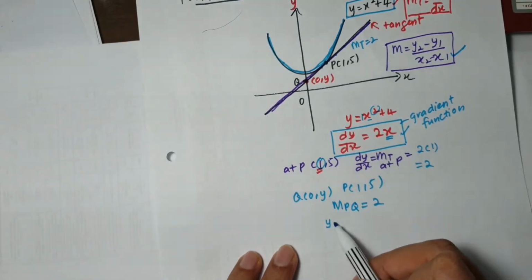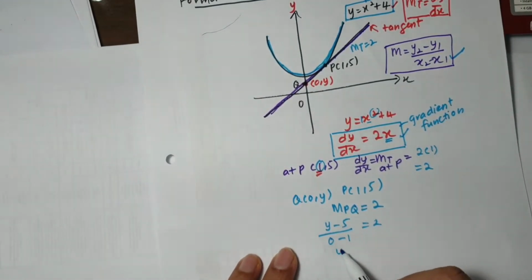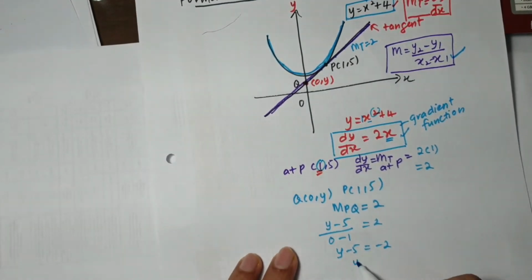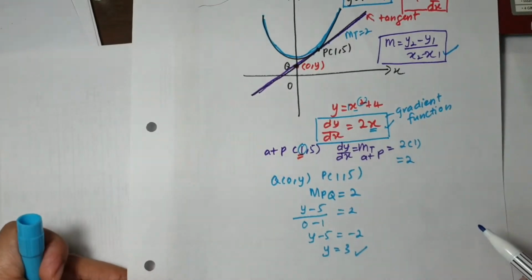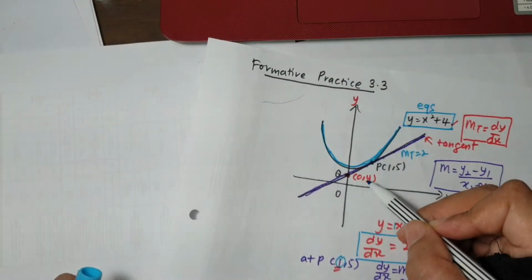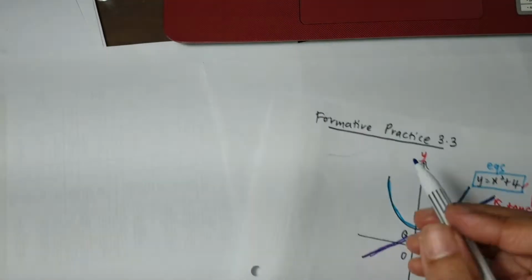y minus 5 over 0 minus 1 equals 2, y minus 5 equals negative 2, y is negative 2 plus 5 is 3. So you already get the y coordinate of the point Q, that is 3. So the point Q is (0, 3). Done.